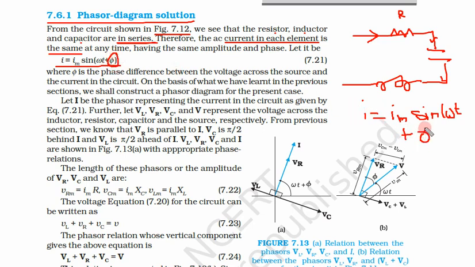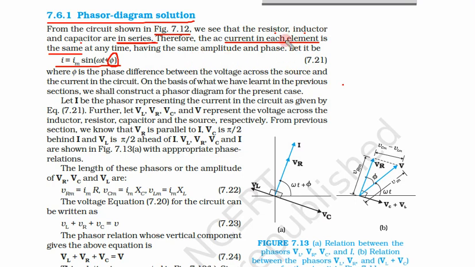What is the phase of this current with the voltage? That is more important to us, because sine omega t we understand, but what is this phi? So that we want to know. But one thing is clear, since this is a series circuit, the current will remain same in all the elements, but we are interested in this phi. Phi is the phase difference between the voltage of the source and the current in the circuit.